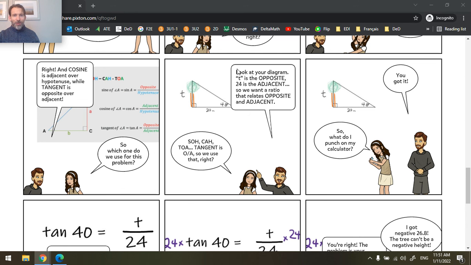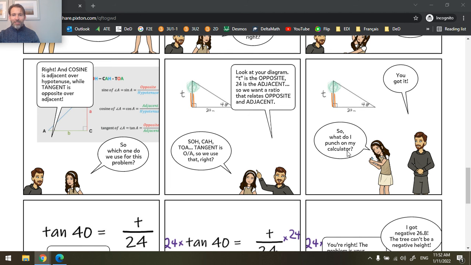Well, look at your diagram. That's important. After you've written a diagram, then look at it. T is the opposite. It's opposite the angle. And 24 is the adjacent. So we want a ratio that relates opposite to adjacent. SOHCAHTOA. Tangent is opposite over adjacent. So we use that, right?